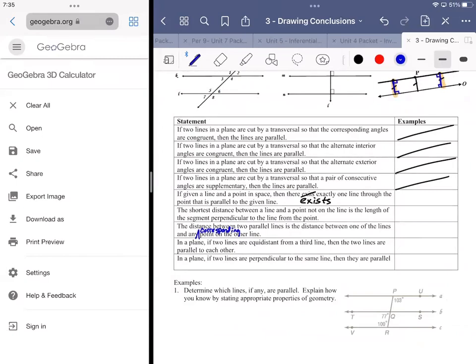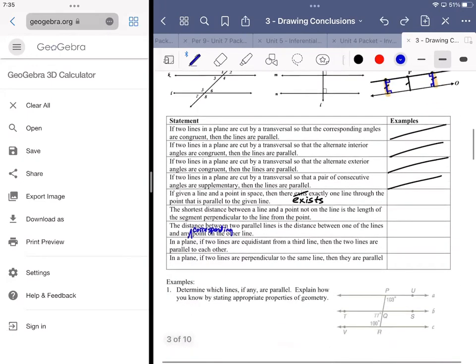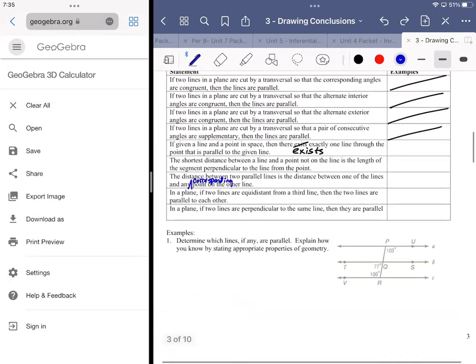I never met a sheet that I couldn't put a typo in. In a plane, if two lines are equidistant from a third line, then the two lines are parallel to one another, right? That was actually the reason why we were able to draw a third parallel line for this question up here. Because if there's another line that's equally distant from two other lines, then those would be parallel to each other, right?